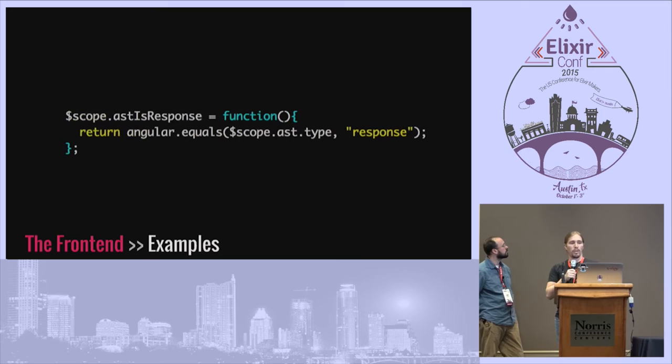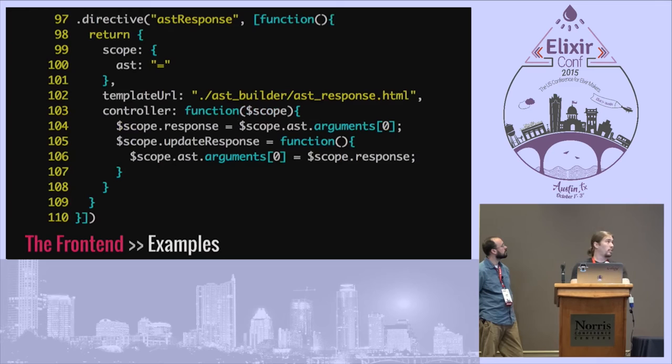Here's its response function, just checking for the AST for the string response. And then this is its directive that gets called. And then this one, just like the other one, sets the AST based on what input the user enters. And then finally, our AST response template.